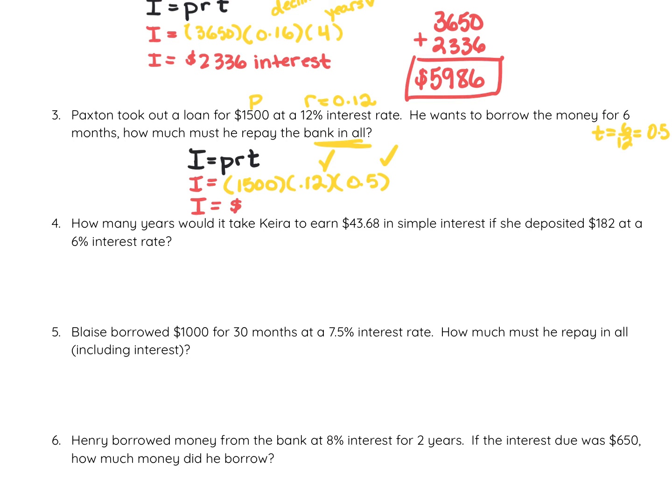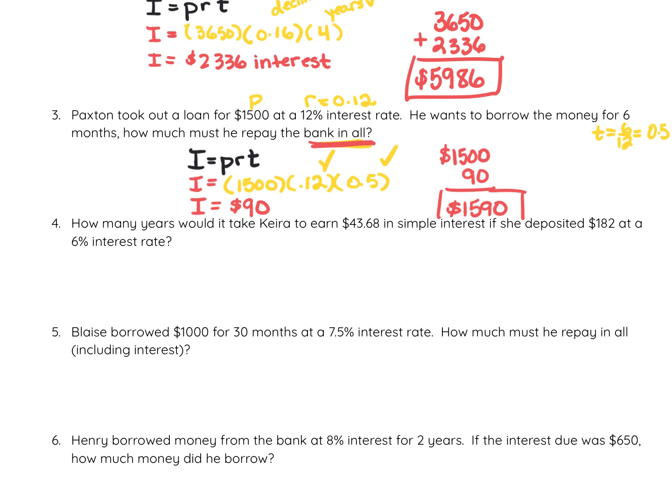And I get $90. So how much must he repay in all? We need to take the $1,500 that he borrowed plus the $90 to get a total of $1,590 as my answer. The last question that I want to go over with you is number 4. So sometimes they'll give you the simple interest and they'll want you to find one of the other variables, the principal, the rate, or the time.